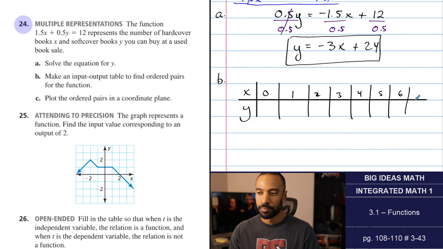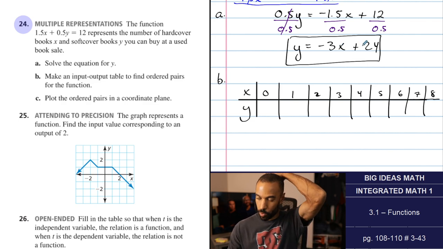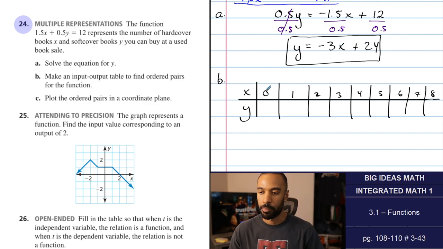Now, how many? I can tell you right now it's going to be 8. Maybe you can tell why it's going to be 8. Negative 3 times a number plus 24. We can only go until we run out of money. Now, I'm going to do this mentally, if that's okay.